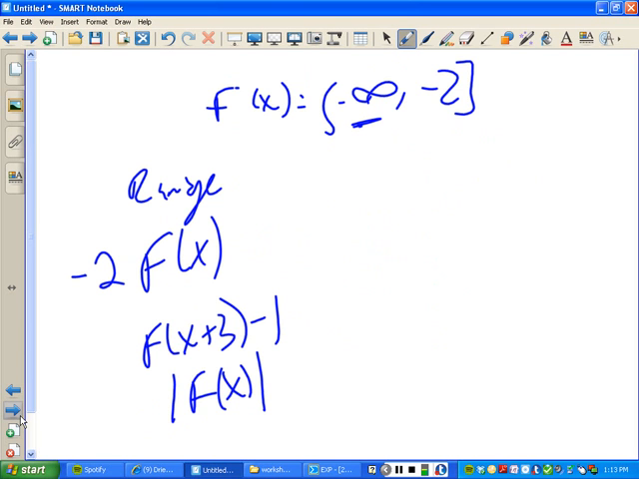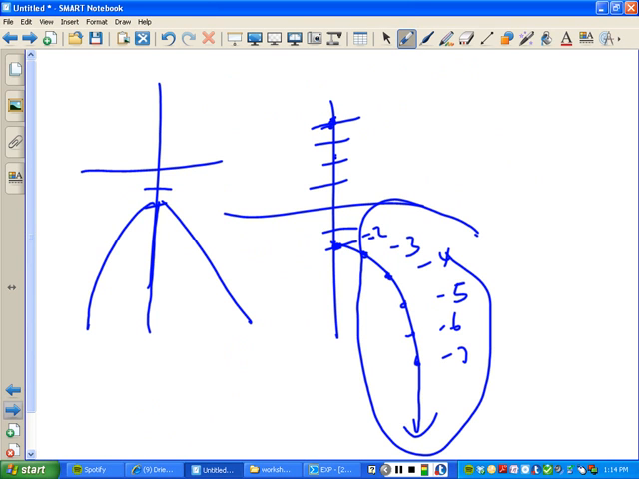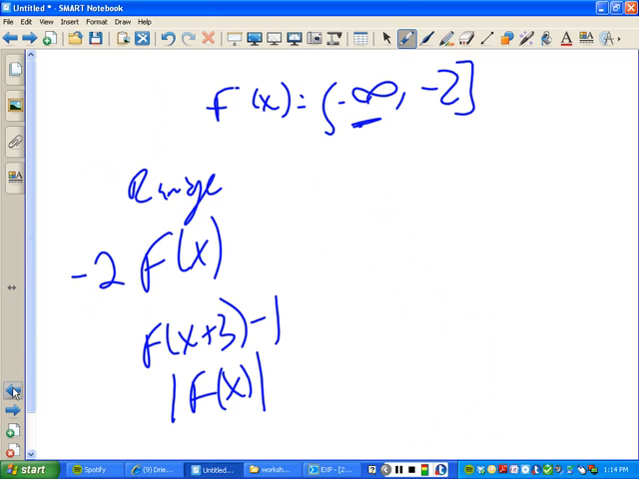So what does negative 2 do then? Negative 2 is going to multiply all these values by negative 2. So negative 2 times negative 2 is 4. Negative 3 times negative 2, 6. Negative 4 times negative 2, 8. So this is going to start at 4 and go to infinity. Why infinity? Because negative times negative is positive.